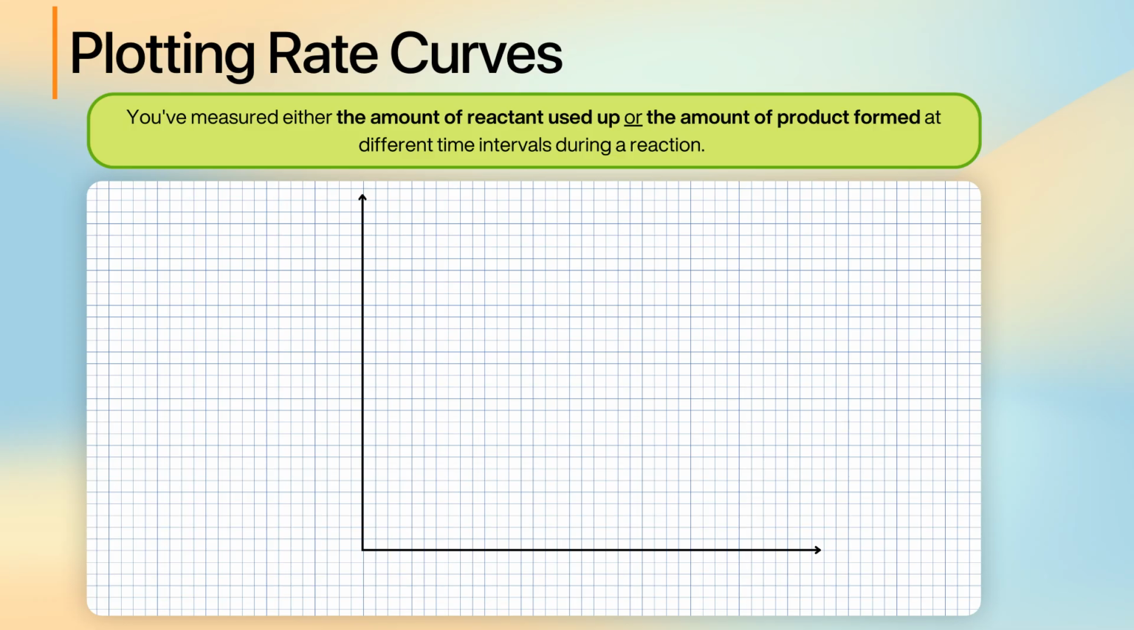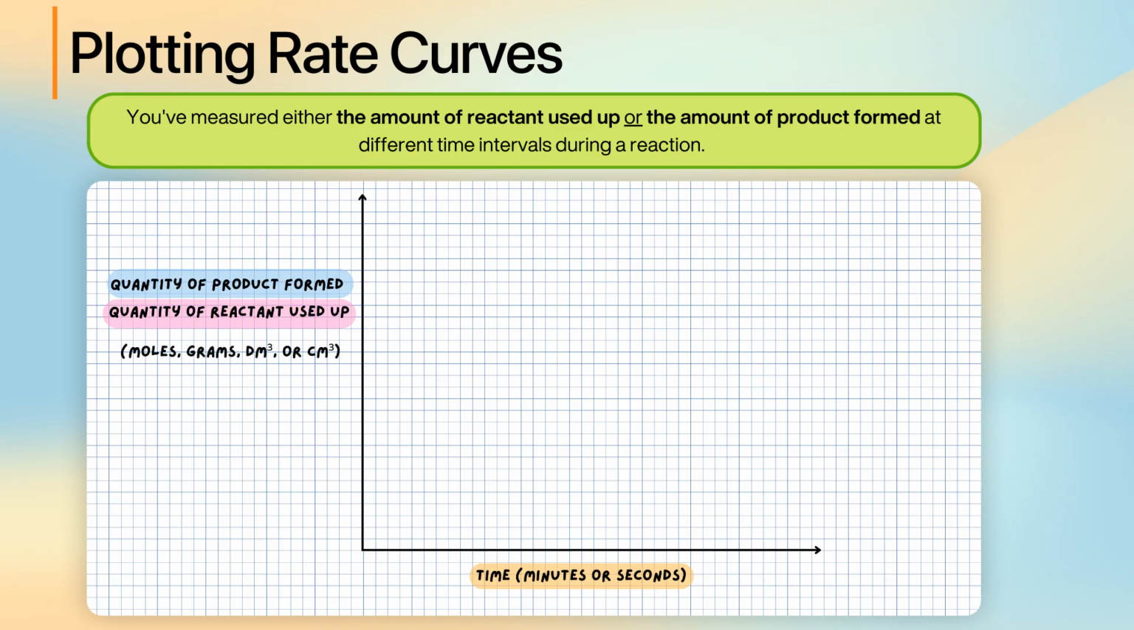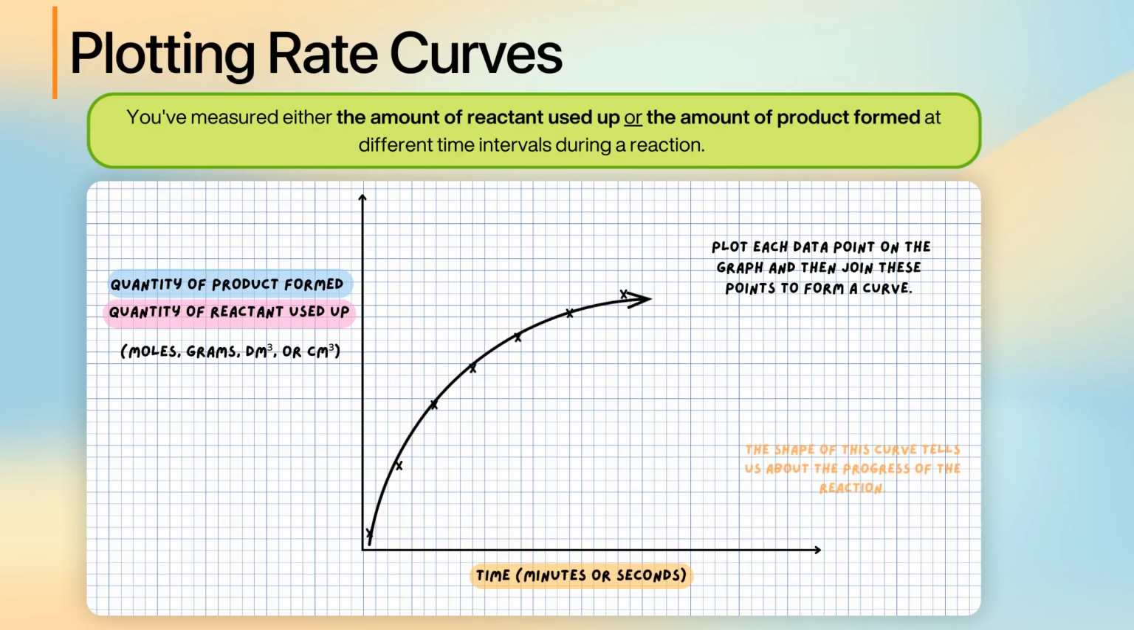On the x-axis, you will plot time, usually in seconds or minutes. On the y-axis, you will plot the quantity of product formed or reactant used up, often in moles, grams, cubic decimeters, or cubic centimeters. Once you have your data points from the experiment, you will plot each point on the graph and then join these points to form a curve. The shape of this curve tells us about the progress of the reaction.